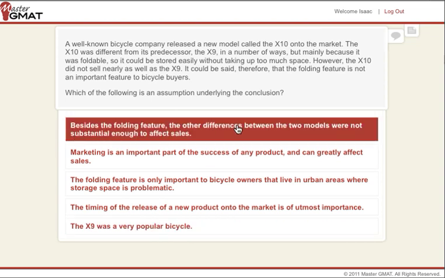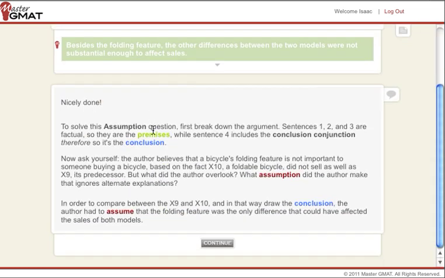And basically, if we go to A, we see, again, besides the folding feature, the other differences between the two models were not substantial enough to affect sales. Again, it took the two models, took the other differences away from this and just concentrated on the folding feature. So indeed, the author concentrates on the folding feature and says, hey, this is what's wrong with it. Let's take a look. And indeed, we had to break it down properly, right?